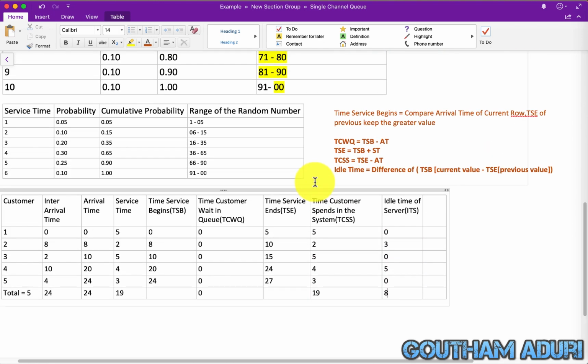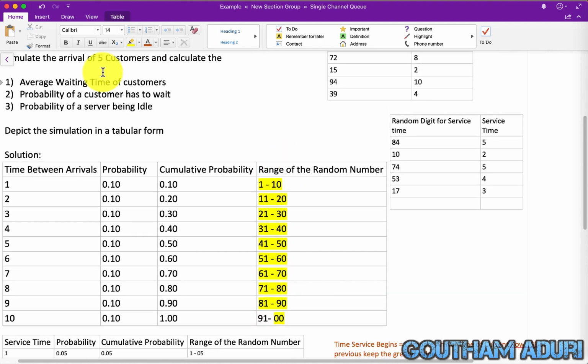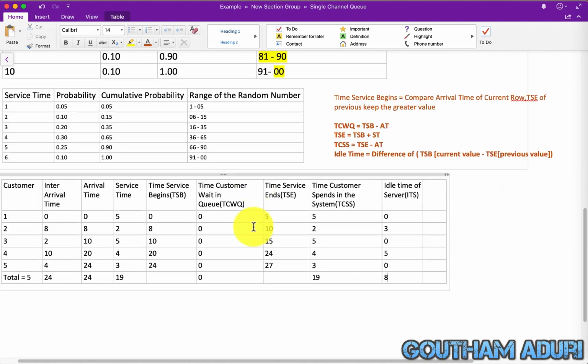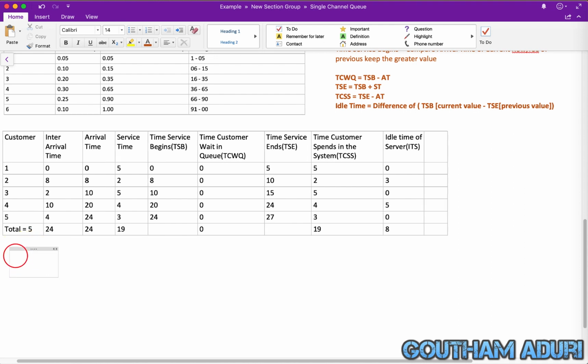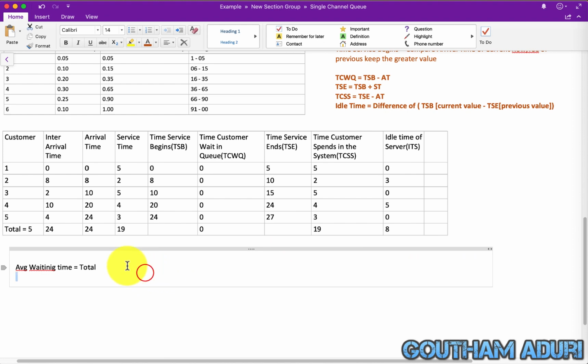So what I have to do here is calculate the average waiting time. You know these formulas, but I'll just show you the formulas, it will be easy. Average waiting time is total waiting time divided by total number of customers.